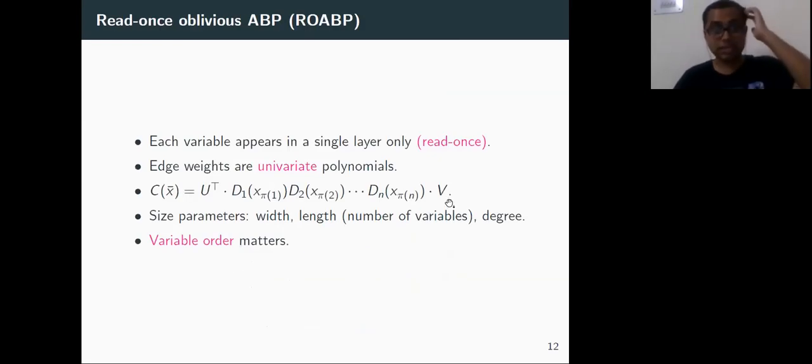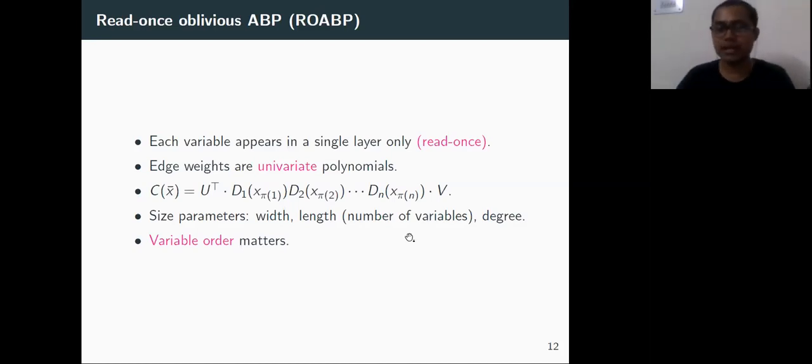Another special type of ABP is the read-once oblivious ABP. Here the graph theoretic structure is the same as an ABP: there is a source and sink, and it is also layered. But here each variable is read only once, hence the name read-once. And the edge weights are univariate polynomials instead of linear polynomials.